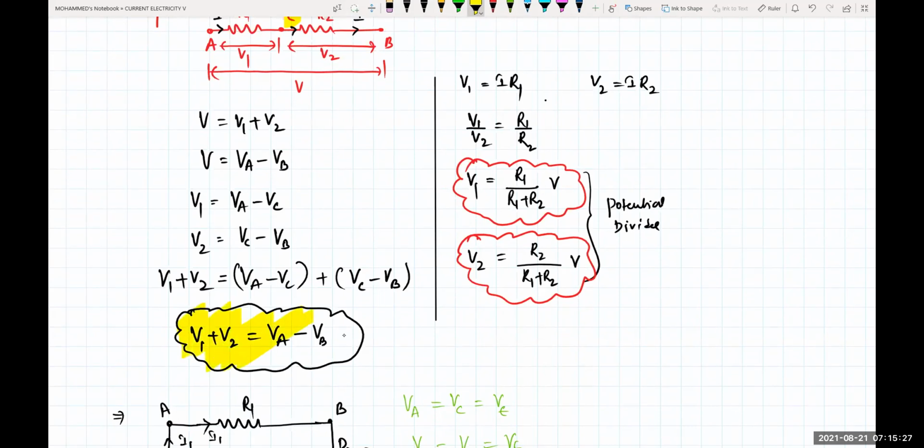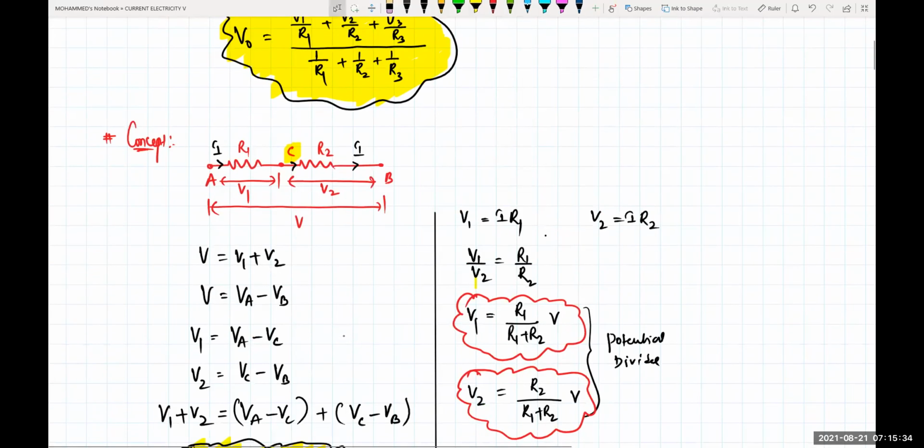Is that clear? Sir, where is C, sir? The middle one, I have drawn it here. See. From A to C, the potential is V1. From C to B, the potential is V2. Total potential will be V1 plus V2.